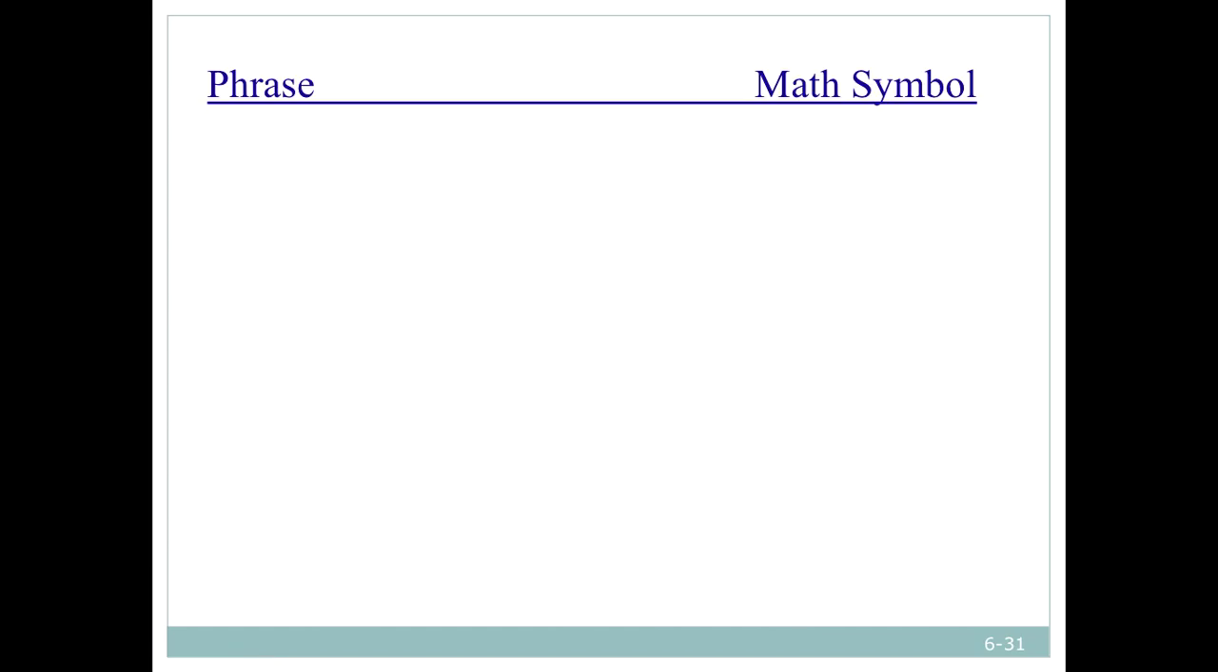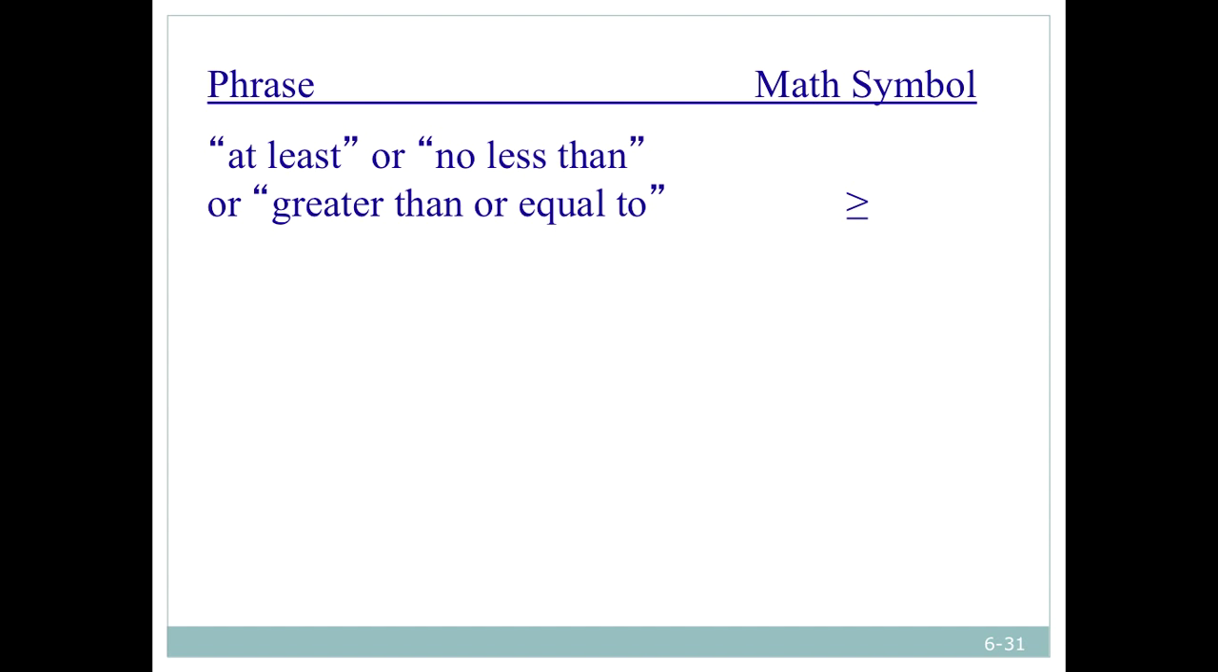Now I want to go through a couple of phrases here and the math symbols that correspond with those phrases, because this can be a little confusing. If you see at least, or no less than, or greater than or equal to, then you're going to use the greater than or equal to symbol. The word at least means that it's either this value or higher, so it's going to be greater than or equal to. If you have more than or greater than, that's going to be a strictly greater than sign without the equal to part.